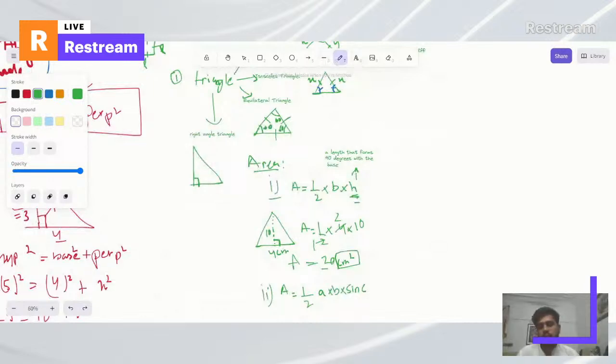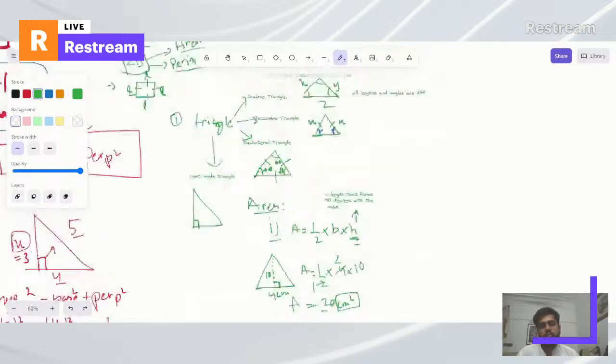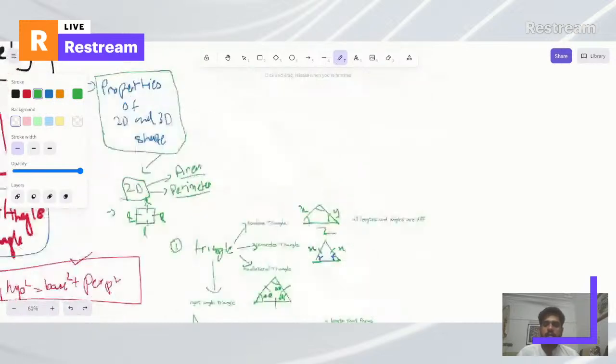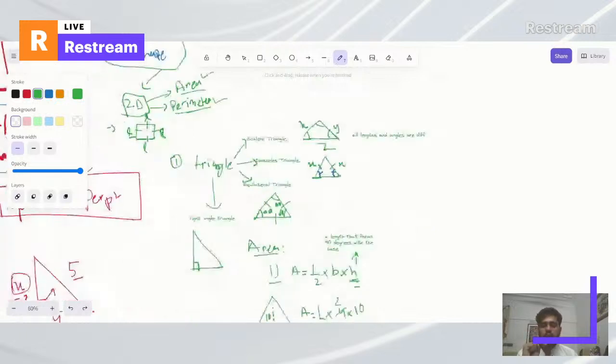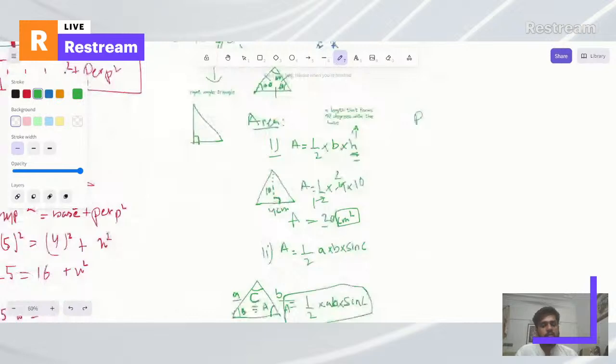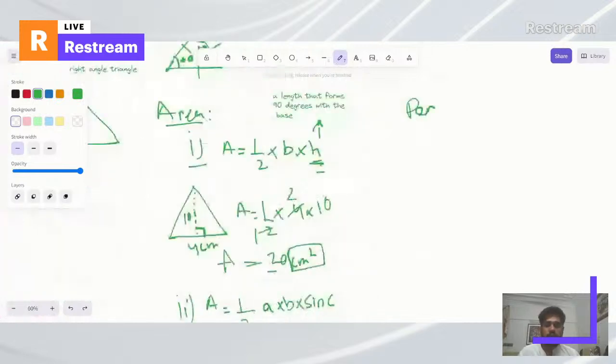Now let's move on to another topic which I discussed. In terms of 2D figures, we're going to learn two things: one is area and the other one is perimeter. Perimeter for any shape is pretty easy. If we have to find out the perimeter of any shape, we're going to add the lengths of all the sides. What does the perimeter mean? Perimeter means the length of the boundaries, right?